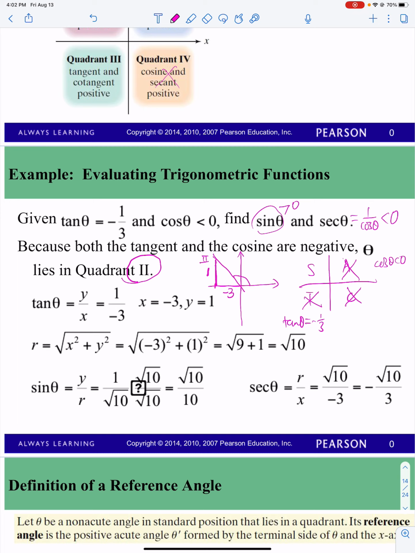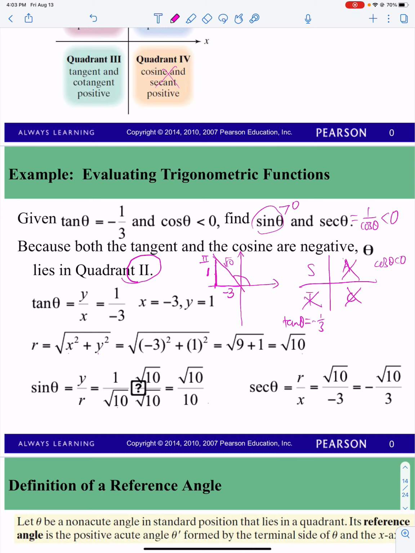So what will be the r? Square root of x squared plus y squared, equal to the square root of 10. So what will be sine? Sine is opposite over hypotenuse, which is 1 over square root of 10. Secant is 1 over cosine, so you can do hypotenuse over adjacent: square root of 10 over negative 3. So this is the answer.